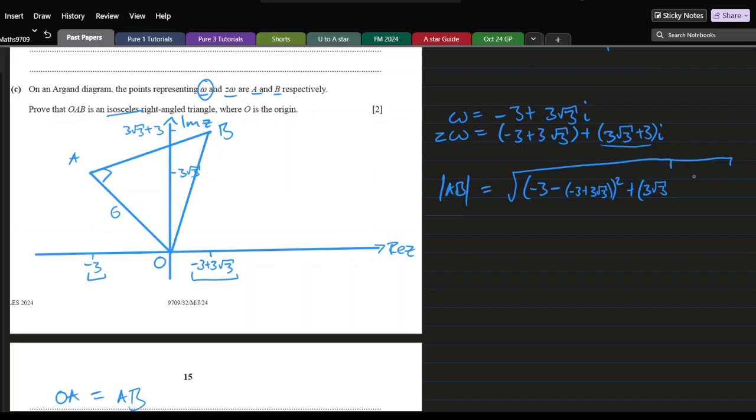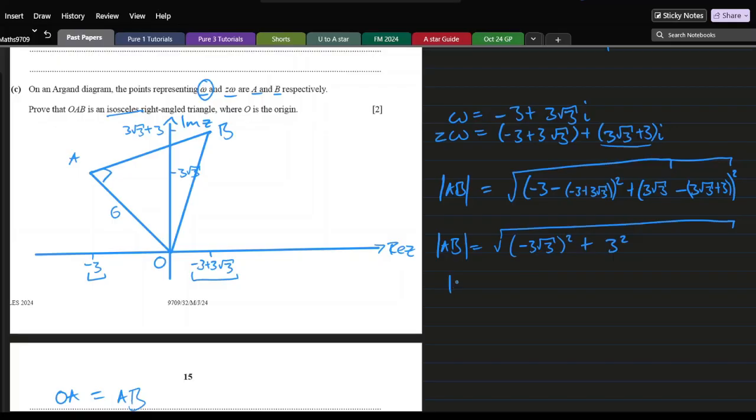I should extend that. And this is minus the 3 root 3 plus 3 there, 3 root 3 plus 3. Okay, so let's just simplify first. In the first bracket, the negative 3 and this negative 3 will end up cancelling. So we end up with a negative 3 root 3 squared, plus in the second bracket the 3 root 3 and the 3 root 3 here will end up cancelling. So we end up with plus 3, this should be squared, plus 3 squared.